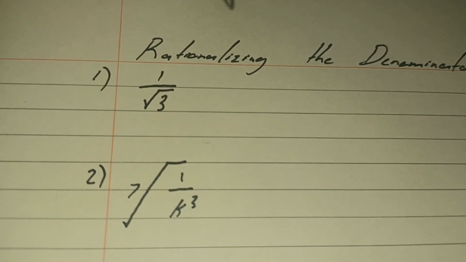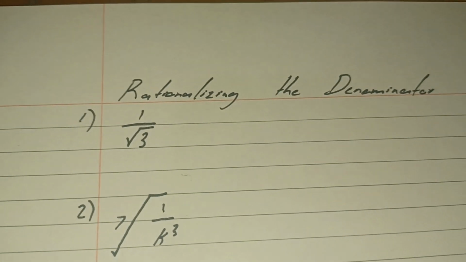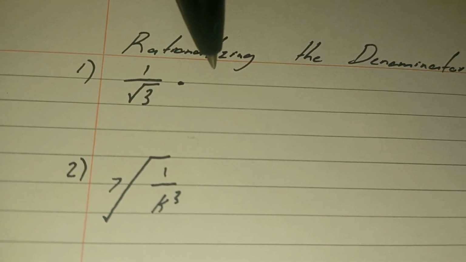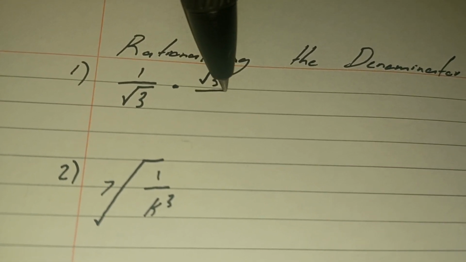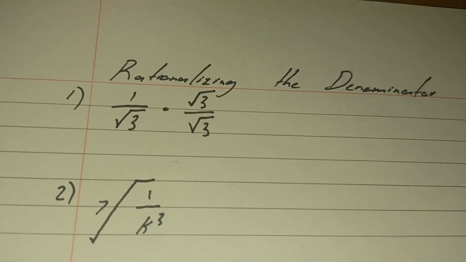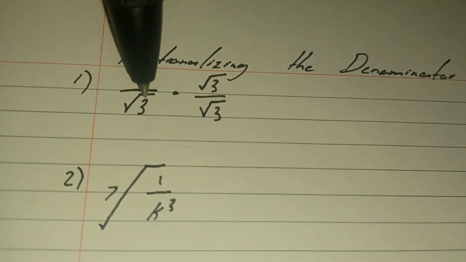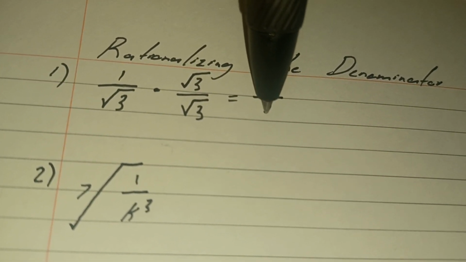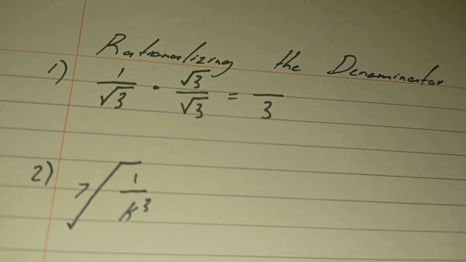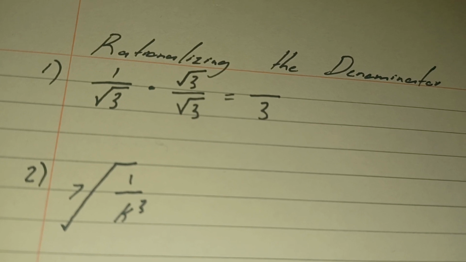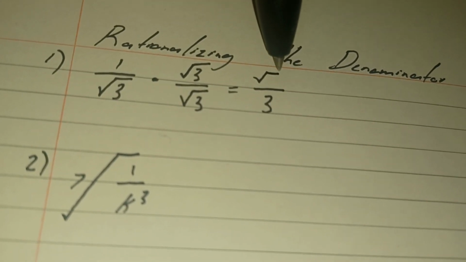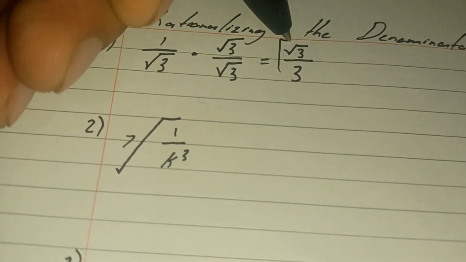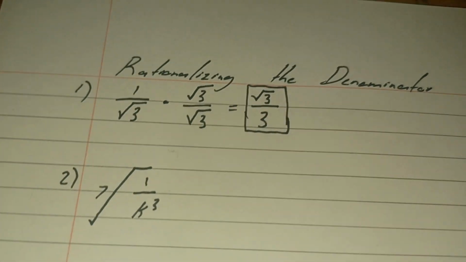1 divided by the square root of 3. We want to get rid of the square root of 3. So what we do is we multiply the square root of 3 over the square root of 3. This is going to rationalize the denominator because the square root of 3 times the square root of 3 is equal to 3. These square roots cancel each other out. And 1 times the square root of 3 is the square root of 3. So that is how you do number 1. That's how you rationalize this one.